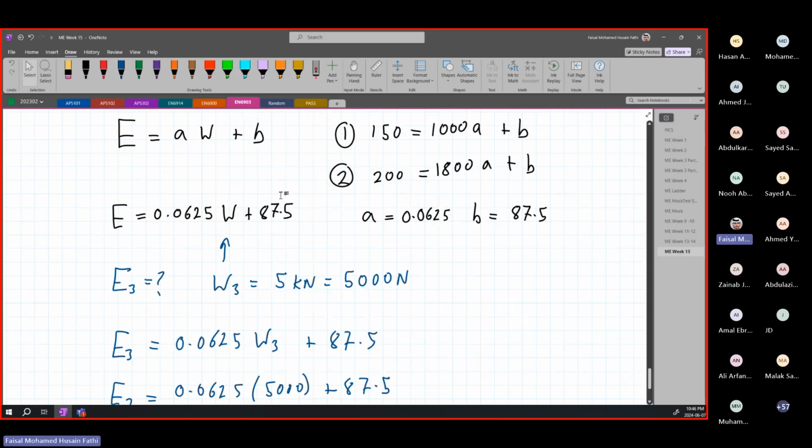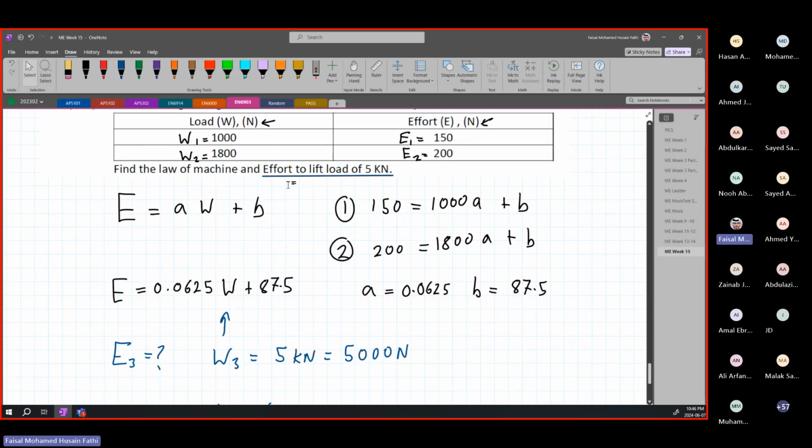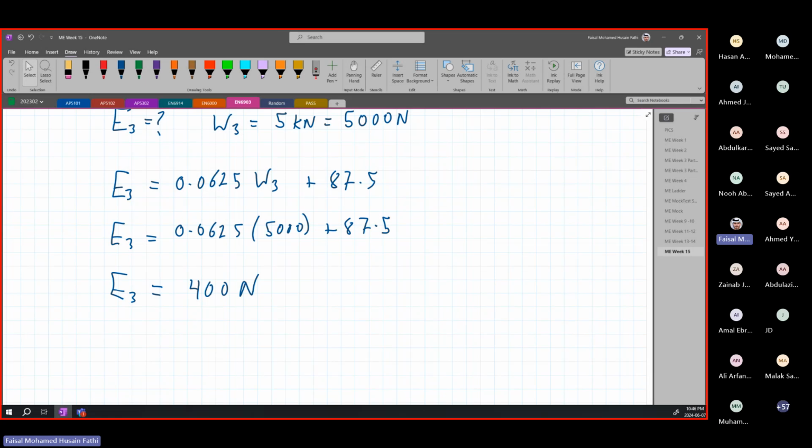All right. So whenever they give you an effort or a load, it doesn't matter what they give you. Once you have your law of machine, you can plug in any value for E and find the respective load for it. And for any load given, you can find the respective effort for it. And that's pretty much it. This is all of law of machine. This is all the concepts that you will see.